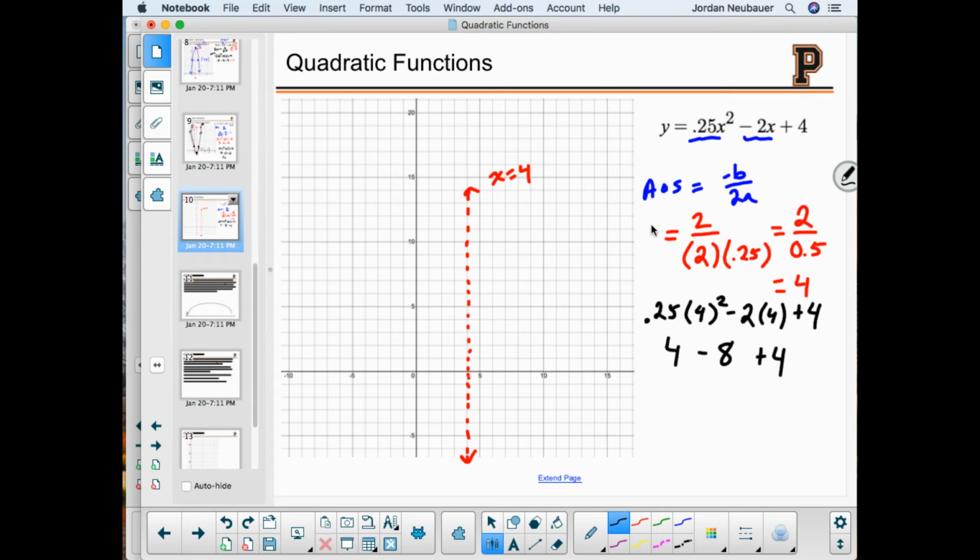4 minus 8 is -4. -4 plus 4 is 0. Okay? So this will have a y value of 0 if the x of 4 is plugged in. So this one is actually containing a vertex that's right here on the x-axis. Making a video. Sorry. So, yeah.